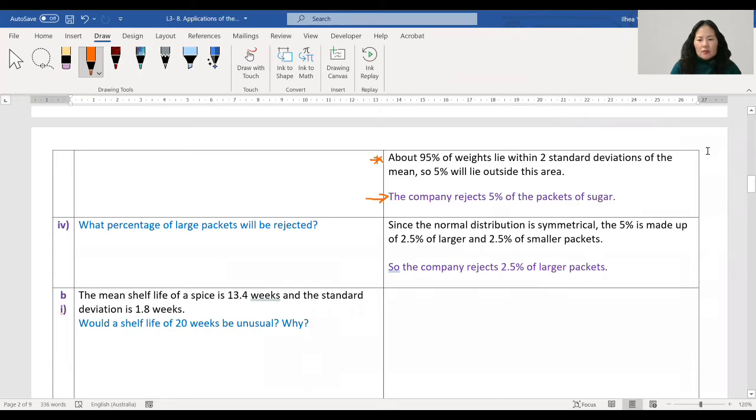Okay, so let's have a look at the wording here. Since the normal distribution is symmetrical, the 5% is made up of 2.5% of larger and 2.5% of smaller packets. Therefore, the company rejects 2.5% of the larger packets. Okay, so you don't have to be exactly like this. I think it's important you mention normal distribution and symmetrical. And therefore, half of 5% is on the lower part, 2.5% the upper part, therefore 2.5% of the larger packets, something like that.